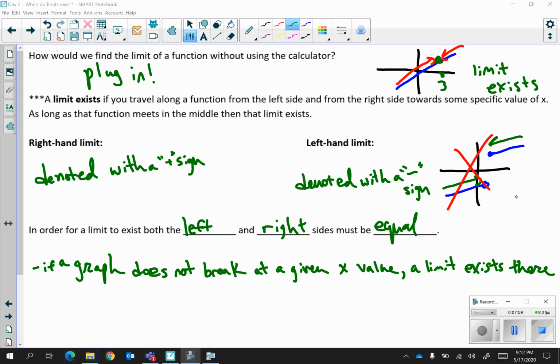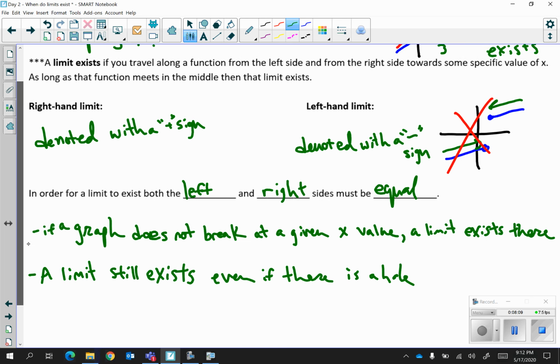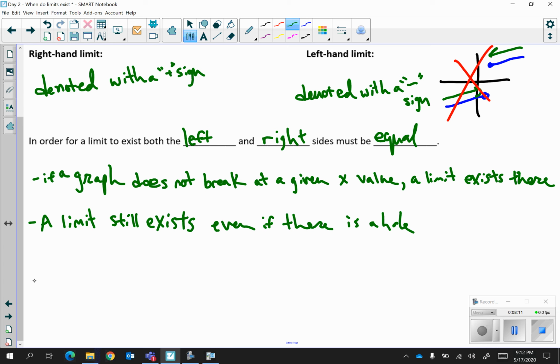The other note to keep in mind is that a limit still exists even if there is a hole. Now, that is a special case. We did talk about last time how a limit doesn't mean you necessarily reach a point in the graph, when we said that sometimes limits go on to infinity. It just gets very, very close to it, or it heads in that direction. So that's this type of case.